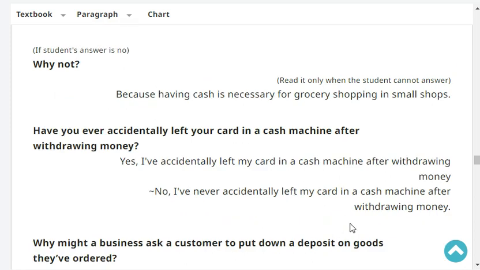Okay, next. Have you ever accidentally left your card in a cash machine after withdrawing money? Yes or no?